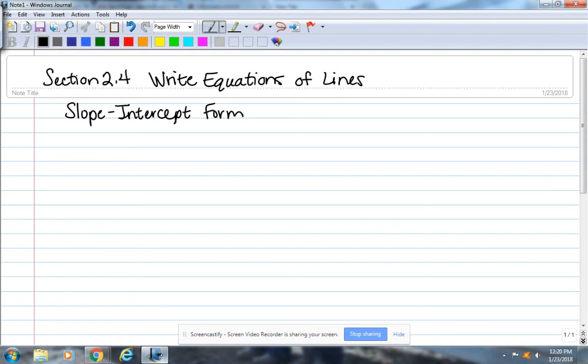Okay, today we're going to write equations of lines. And today we're mainly going to focus on writing equations in slope-intercept form. And if you recall, that's y equals mx plus b. So let's say we have a line that goes through the point (5, 4) and has a slope of -3. And they want us to write the equation of that line in slope-intercept form.